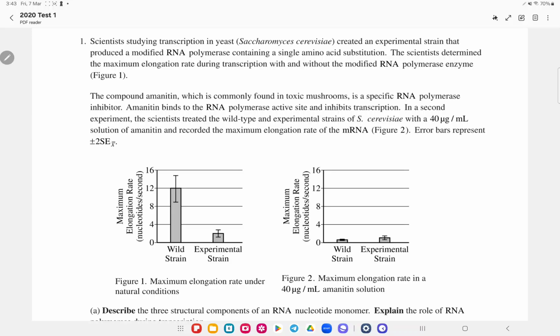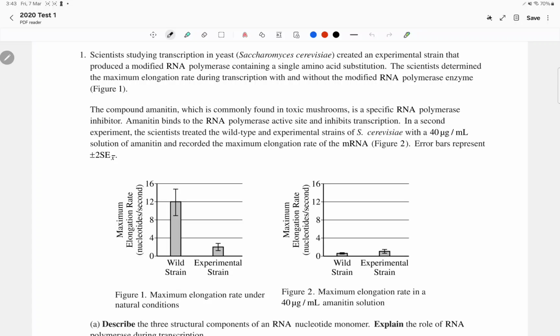Scientists studying transcription in yeast created an experimental strain that produced a modified RNA polymerase containing a single amino acid substitution. The scientists were able to find the maximum elongation rate with and without the modified RNA polymerase enzyme. So I think we can tell from the first paragraph what they're testing. So we can now tell what's the dependent variable and also what's the independent variable, right?